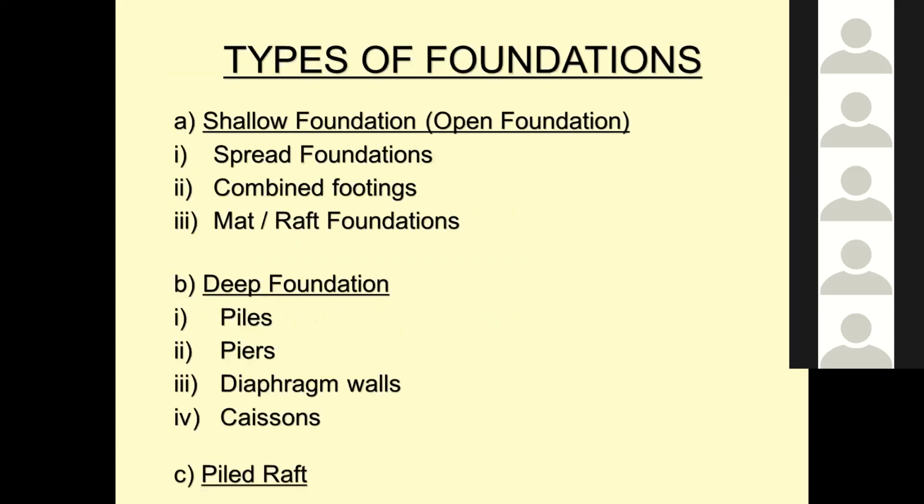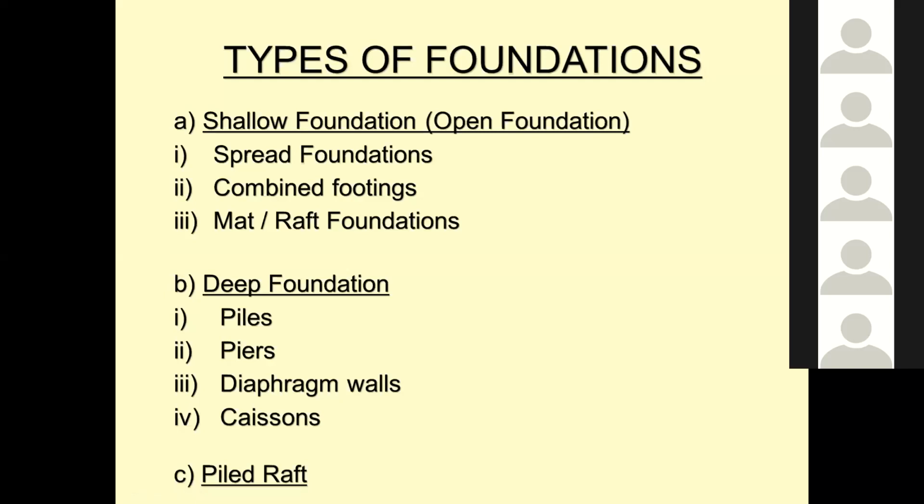Next slide is visible now. Yes. So, types of foundation can be shallow foundation, deep foundation, and pile raft. Shallow foundation is actually open foundation. We say spread foundation or open footing, combined footing, mat or raft foundation. And deep foundation can be piles, piers, diaphragm walls, and caissons.